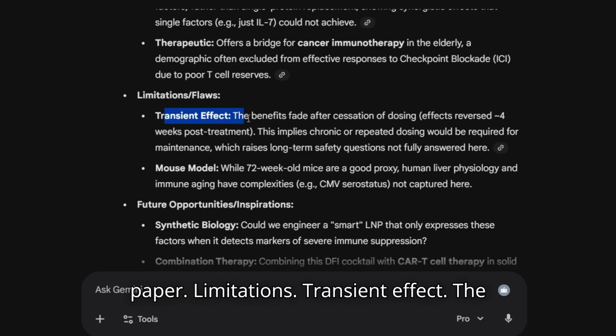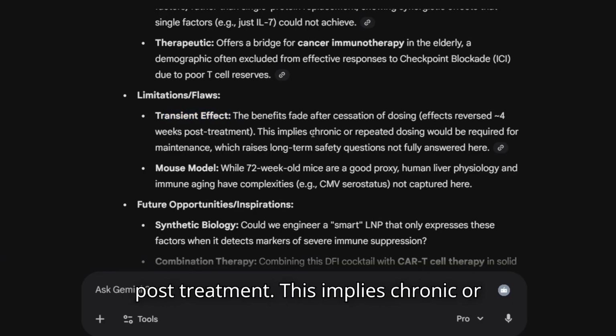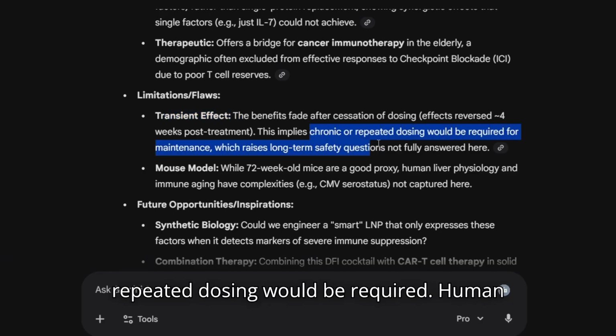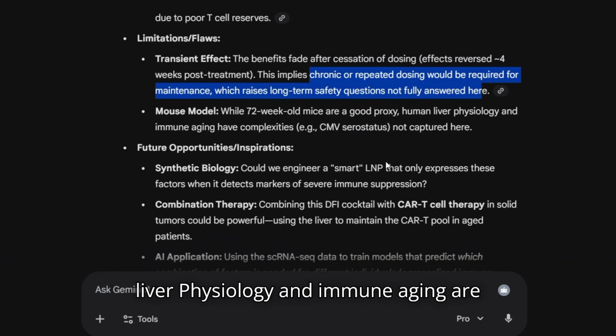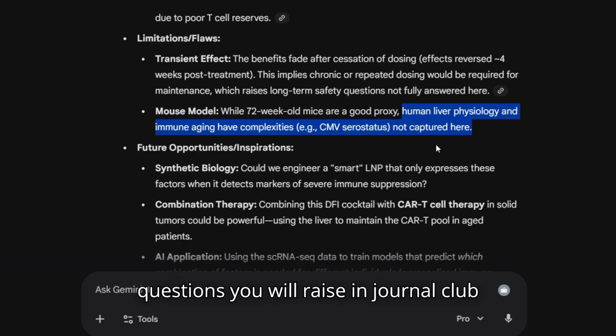Limitations. Transient effect. The benefits fade after cessation of dosing, effects reversed approximately 4 weeks post-treatment. This implies chronic or repeated dosing would be required. Or, human liver physiology and immune aging are different from mice. These are your discussion points. These are the questions you will raise in Journal Club.